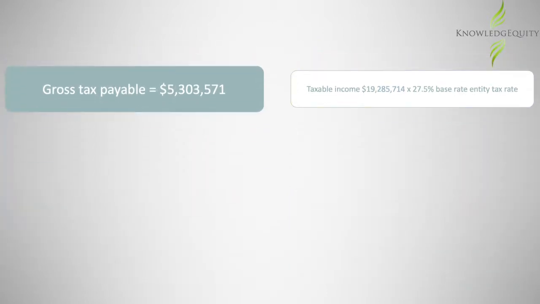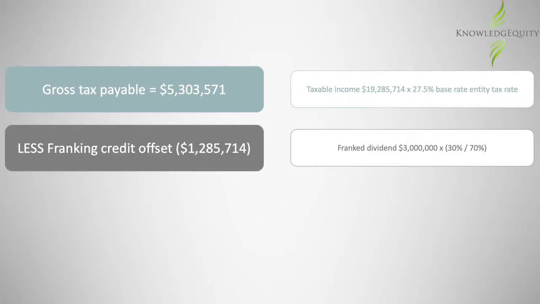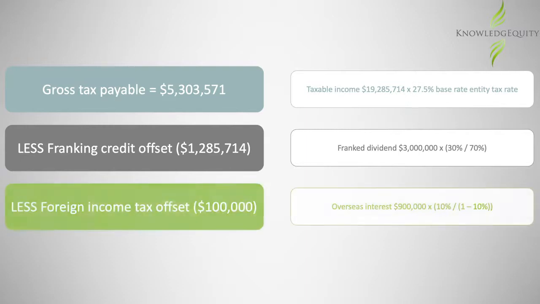Corporate tax entities are entitled to a tax offset equal to the amount of franking credit included in their assessable income to prevent double taxation of corporate profits. The company is also entitled to a credit for the withholding tax paid on the overseas interest income.